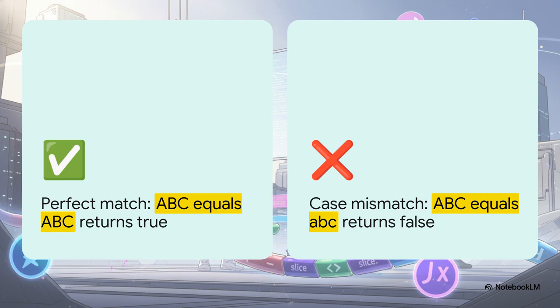You can compare strings with standard operators just like you compare numbers, but you must always remember that JavaScript is strictly case-sensitive. Comparing an uppercase ABC to another uppercase ABC, that's a perfect match, evaluates to true. But if you compare an uppercase ABC to a lowercase abc, JavaScript immediately returns false. It doesn't care at all that the letters are technically the same alphabet characters. The casing makes them entirely different entities in the eyes of the engine.